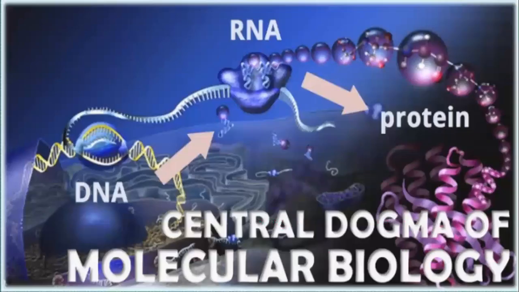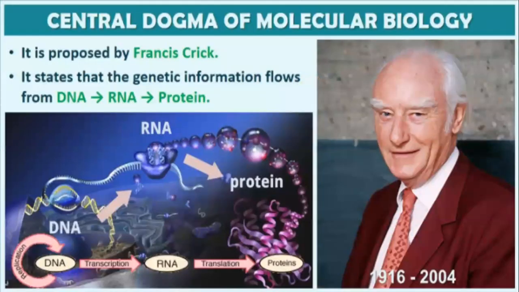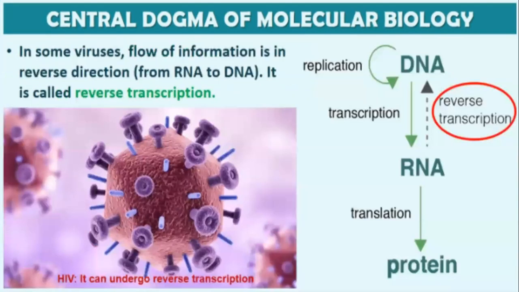Okay. So, central dogma of molecular biology. What is our next topic, guys? Central dogma of molecular biology. The central dogma of molecular biology was proposed by a scientist known as Francis Crick, who lived from 1916 to 2004. Okay, fine. So let's check what that is.